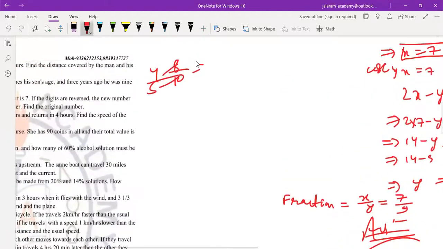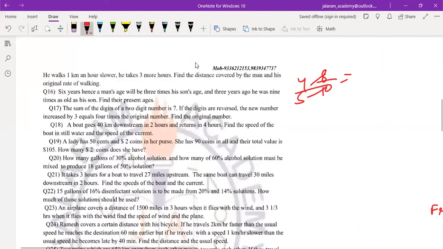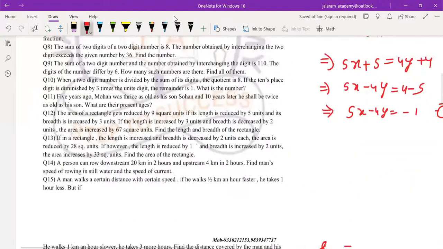So in this way, we can solve the questions involving fractions. So continue to solve and continue to ask your doubts.